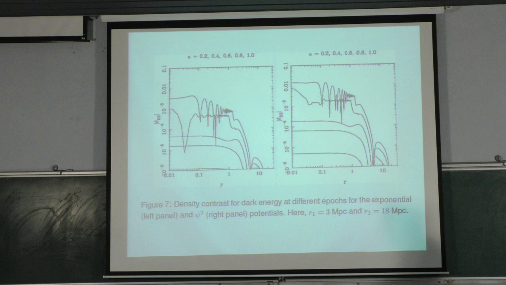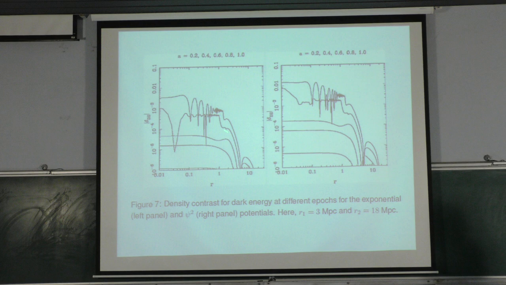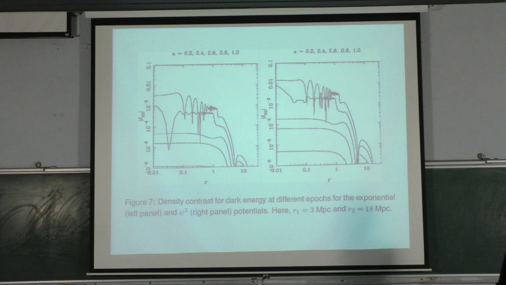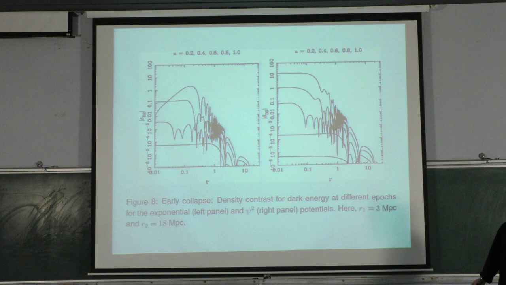And this is the density contrast for dark energy at various epochs. And you can see that this can become large. There is, again, an offset between exponential and phi square potentials. But it is fairly reasonable. It remains of the order of about 1% or 2% at best. So this was for a cluster-like halo, which collapses at redshift of a half.